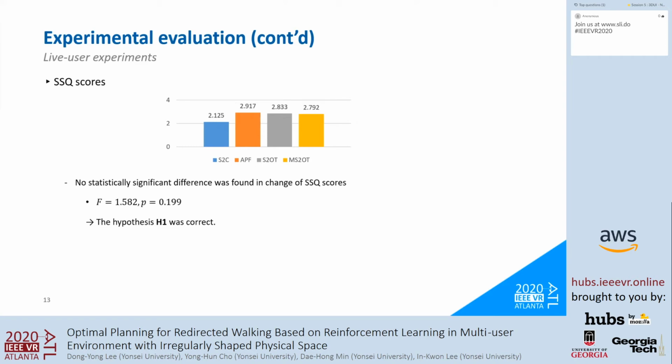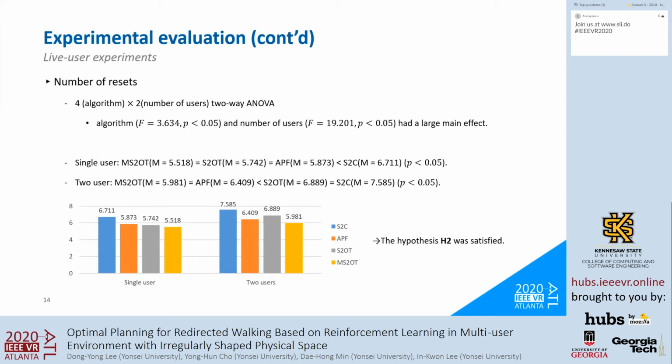For the number of resets, we conducted a 4x2 two-way ANOVA test. At this time, the algorithm and the number of users had a large main effect. As a result of using a post hoc test, in the case of a single user, there was no significant difference between MS2T, S2T, and APF. And there was a significant difference from S2C. For two users, MS2T and APF achieved the same level, and relatively few resets were obtained compared to S2T and S2C. Therefore, hypothesis H2 was also satisfied.